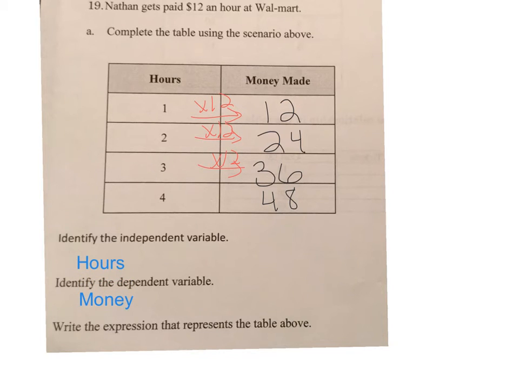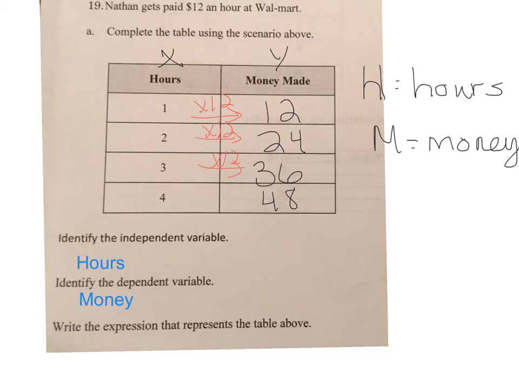And then it says, write the expression using the table above. I know this is just like one of the problems we already did. I didn't realize it till after I already made copies. But once again, you could define your variables. So if you're going to use H, say H is hours, and M is your money. I always like to use X and Y just because if you're graphing, we use X and Y. So this could either be 12H equals M or 12X equals Y, whichever variables you chose to use.